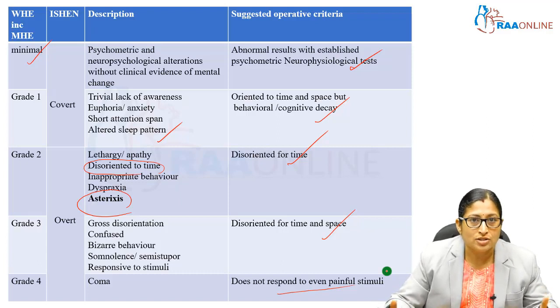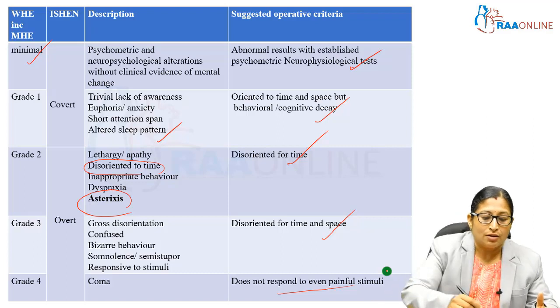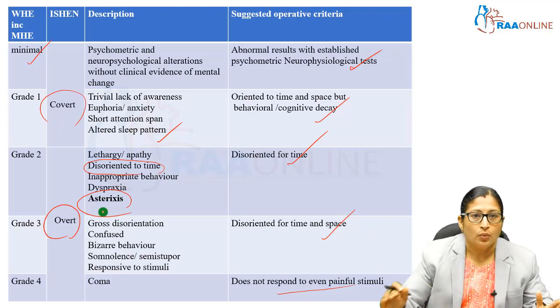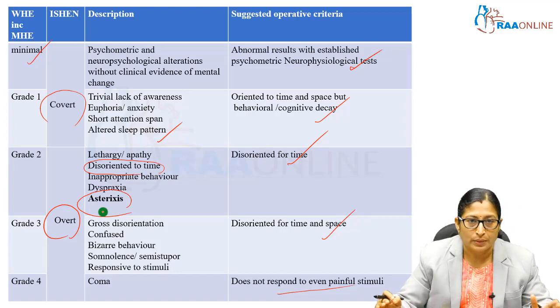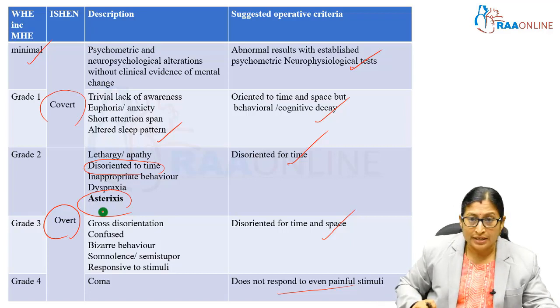Now, what is the ISHEN criteria? That is the International Society for Hepatic Encephalopathy and Nitrogen Metabolism criteria. Here they have only 2 classifications, covert and overt hepatic encephalopathy. Minimal hepatic encephalopathy and grade 1 of Westhaven come under covert encephalopathy, and grades 2, 3 and 4 of Westhaven are classified under overt hepatic encephalopathy. So you have to understand the grading of hepatic encephalopathy based on clinical diagnosis and clinical examination.